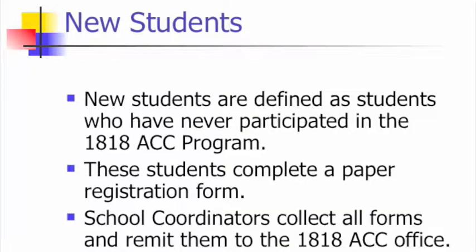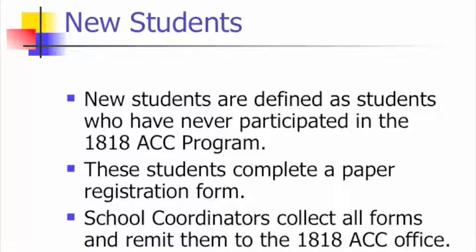New students are defined as students who have never participated in 1818 ACC. These students complete a paper registration form. School coordinators collect the forms and remit them to the 1818 ACC office. New student registration forms are easy to complete and frequently hard to collect. We ask for only one form per student, and that forms be submitted only by high school officials, not by students or parents. Timely registration is important for the smooth processing of the student's application.